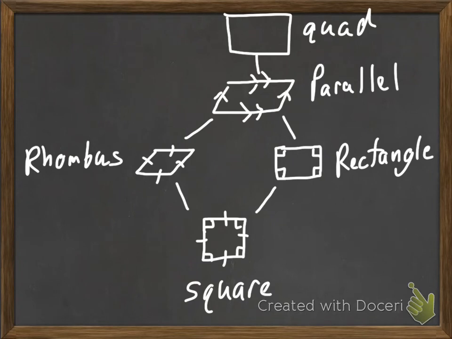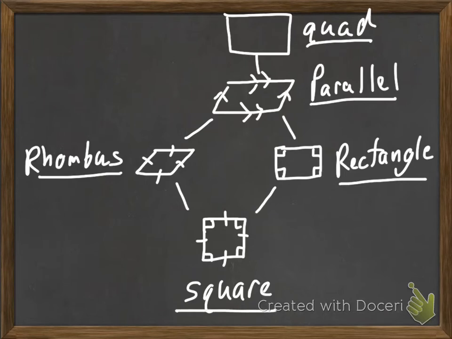And here is a flowchart of quadrilaterals and parallelograms of what we know. You start up here at the top, we have quadrilaterals. Drop down, here are parallelograms. And then we branch off from the parallelograms. We have our rhombus, and then we have our rectangle. And then, like I said, we mush those two together and we get a square.